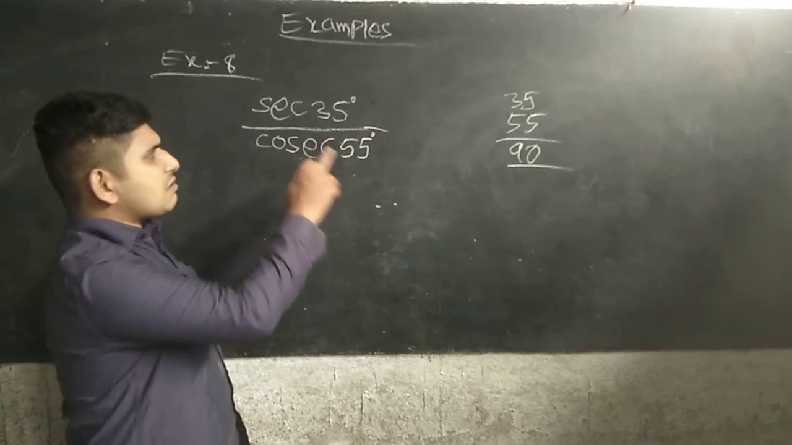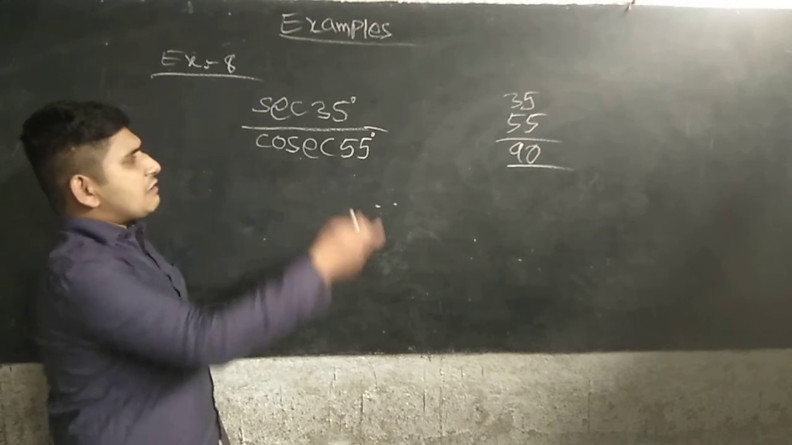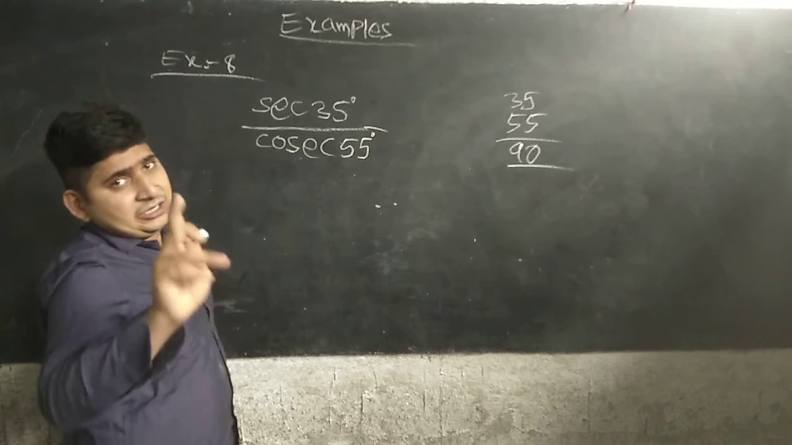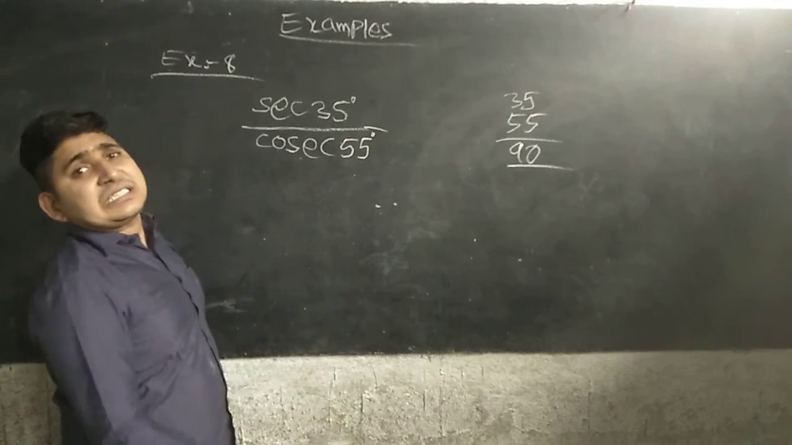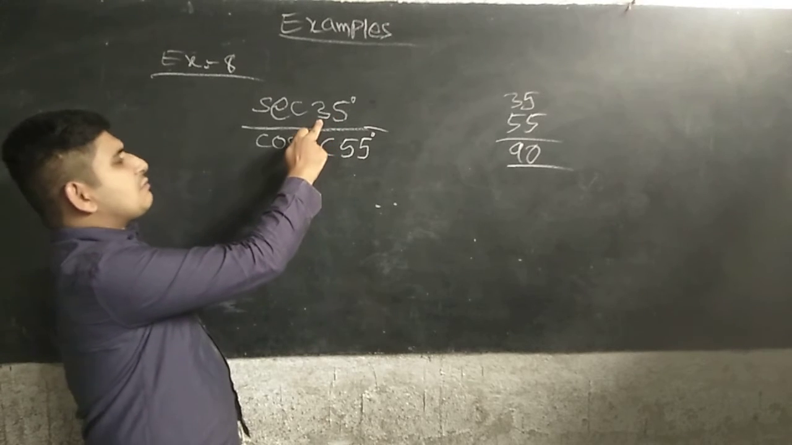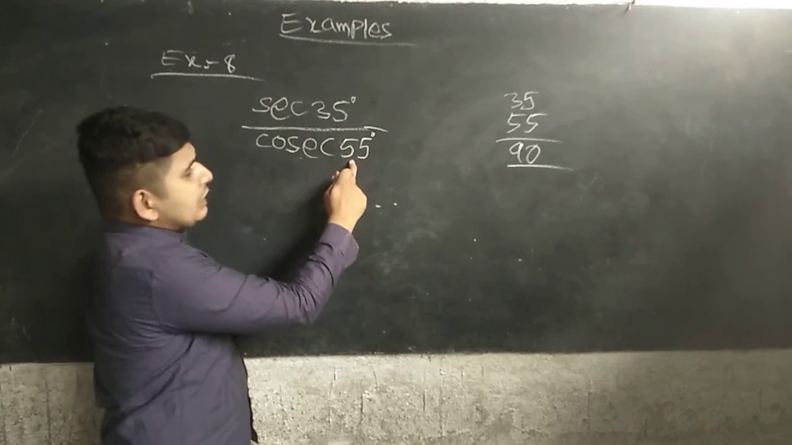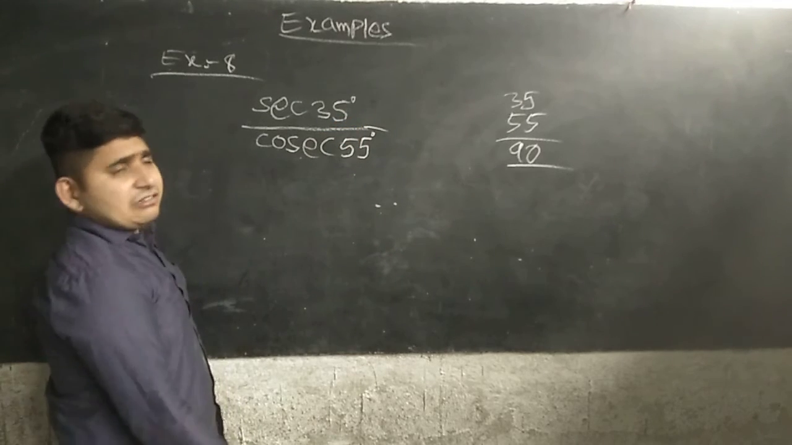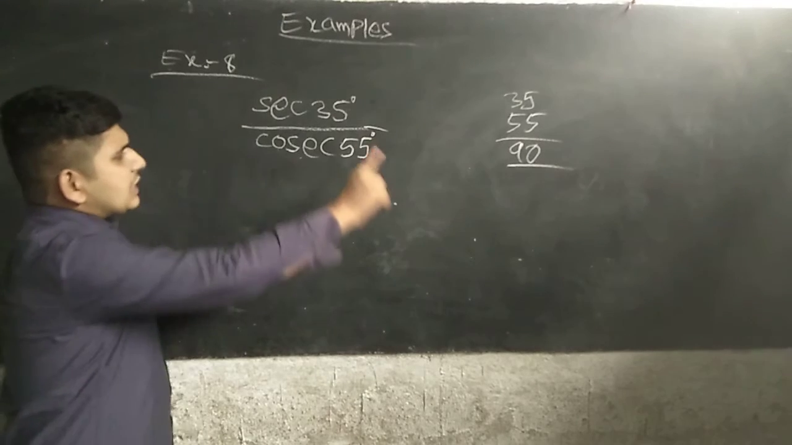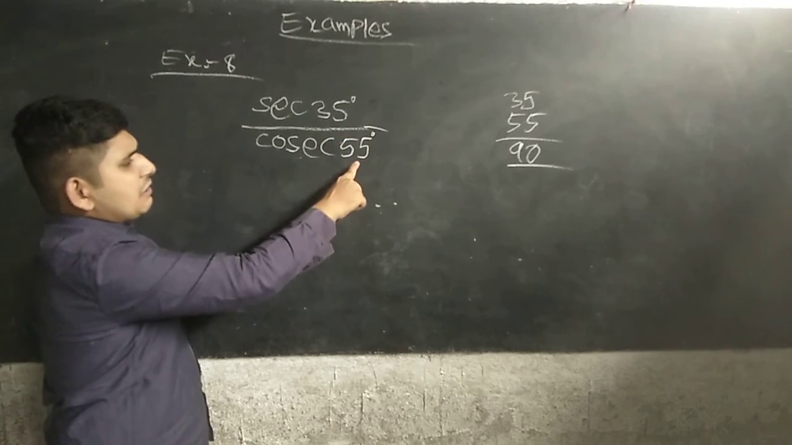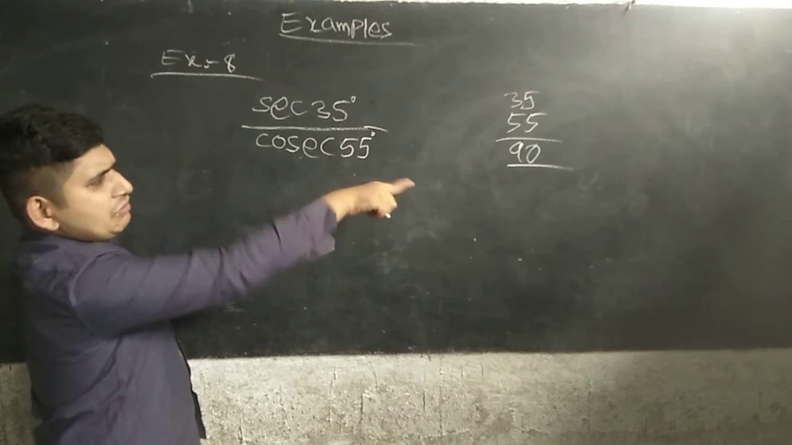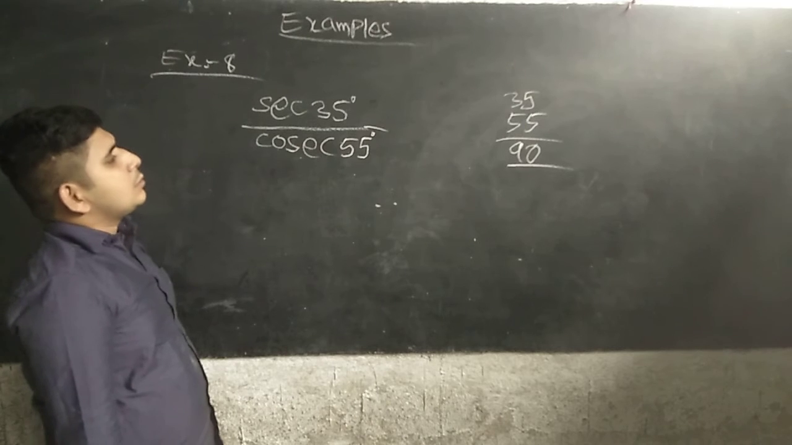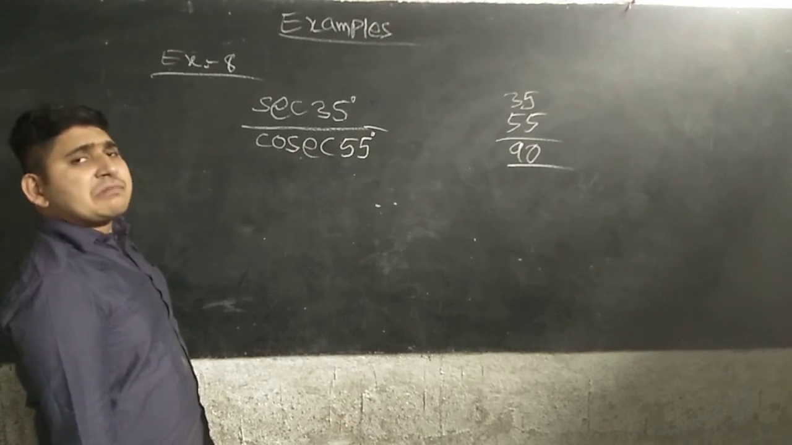If theta 1 plus theta 2 equals 90 degrees, then we have to change any one of the trigonometric ratios into the other trigonometric ratio. That means we have to write 35 in terms of 55, or 55 in terms of 35. Now I am writing 35 in terms of 55. Since 35 plus 55 equals 90 degrees, 35 can be written as 90 minus 55.